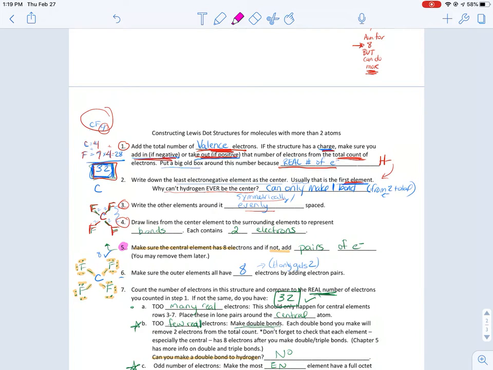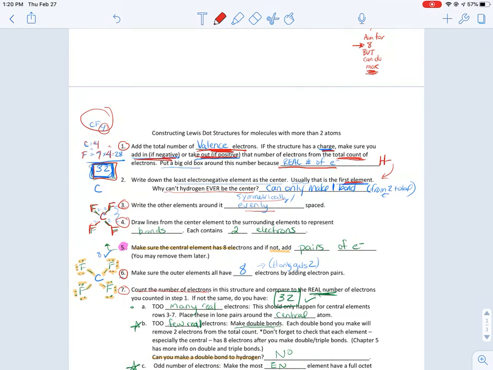Now this is a step that is so easily missed, this 5th step. Make sure that the central element has 8, and if not, you're going to add pairs of electrons. It's kind of unusual to have single electrons. You would be adding pairs of electrons, and you may end up removing them later. Then make sure that all the outer elements have 8 by adding an electron pair. So you can see I've added in all the dots in all those cases.